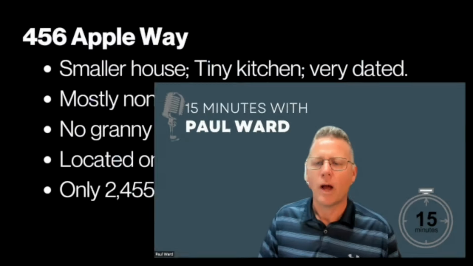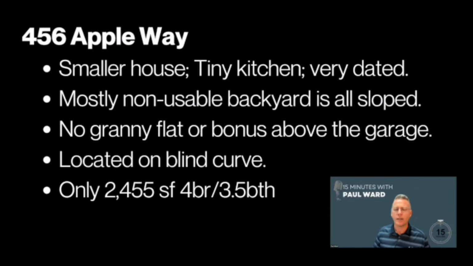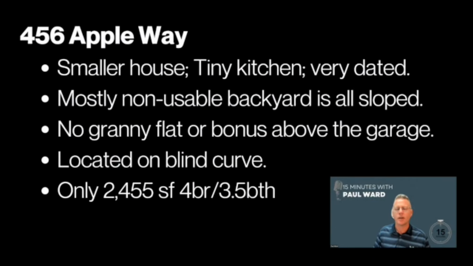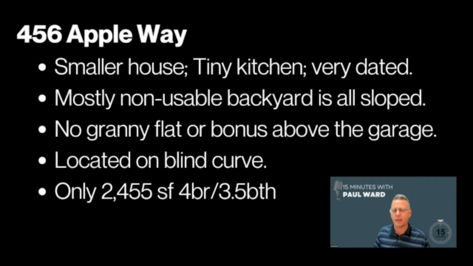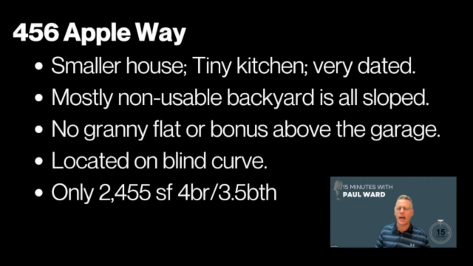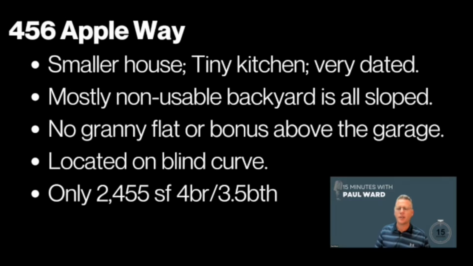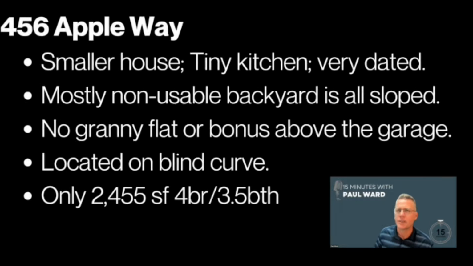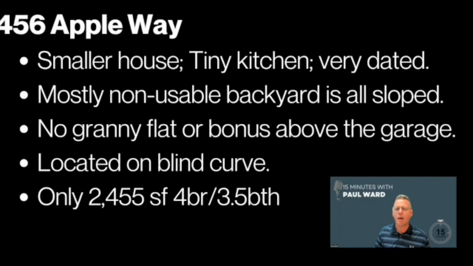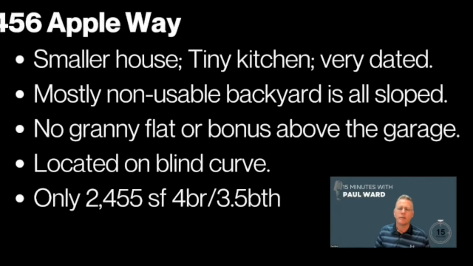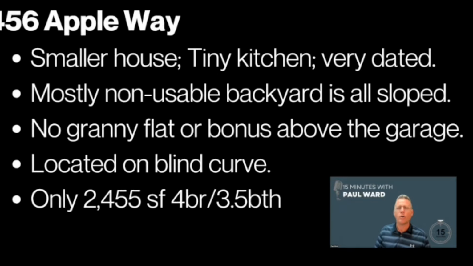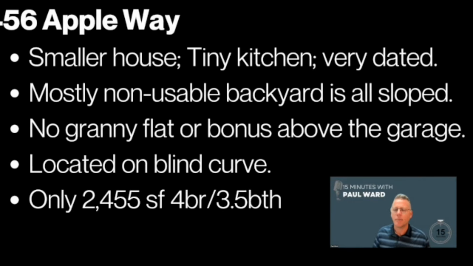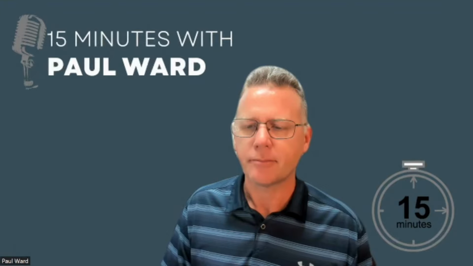The second property that they put in their report was a small house. It was about 2,400 square feet. I was selling about 4,000 square feet. Okay, small house, tiny kitchen. My house had a huge kitchen. This other second property, let's call it 456 Apple Way, was a very dated house. Okay, the whole house needed to be refurbished. My house just needed paint and carpet.